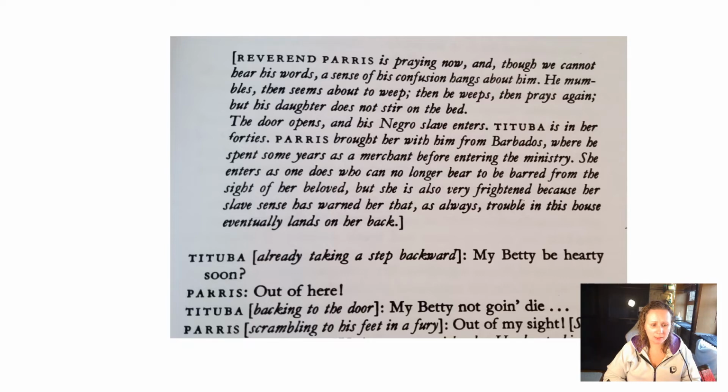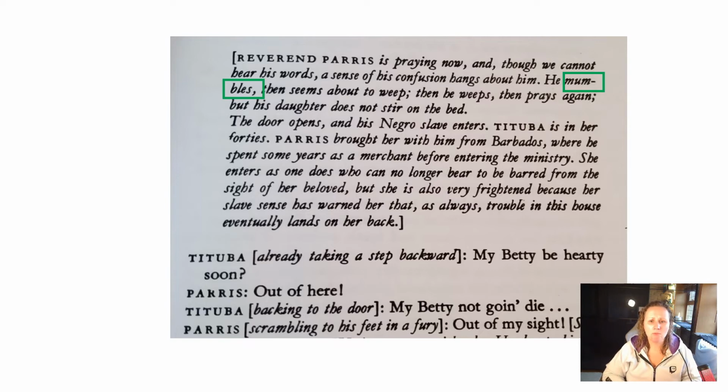Tituba, already taken a step backwards: My Betty be hearty soon. Out of here. Tituba, backing to the door: My Betty not going to die. Paris, scrambling to his feet in a fury: Out of my sight.